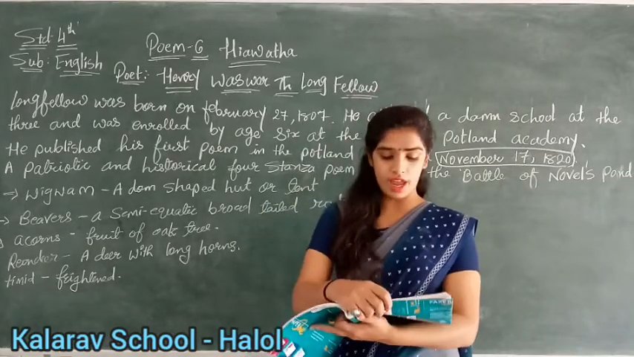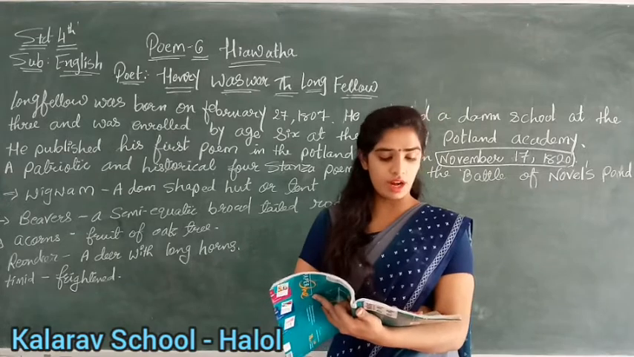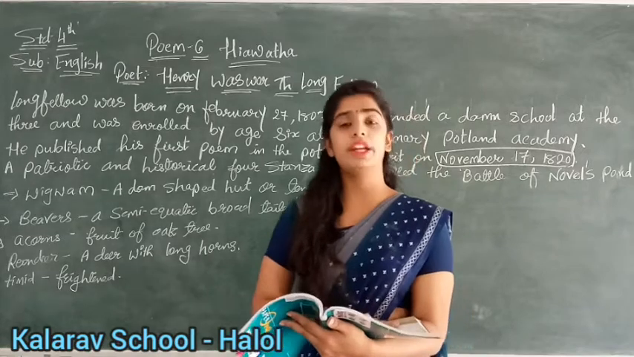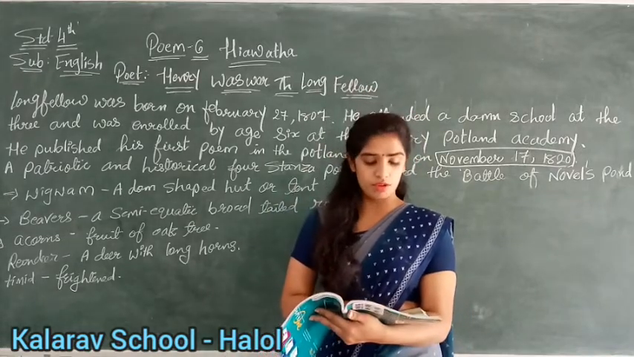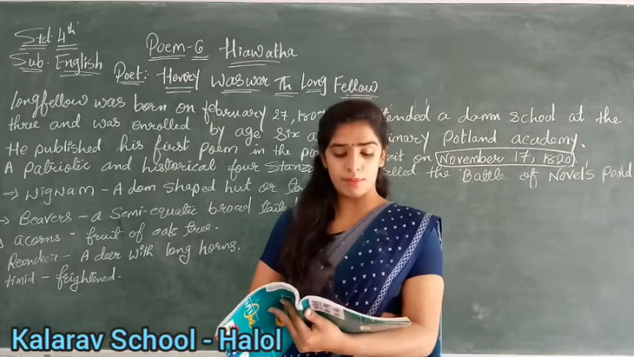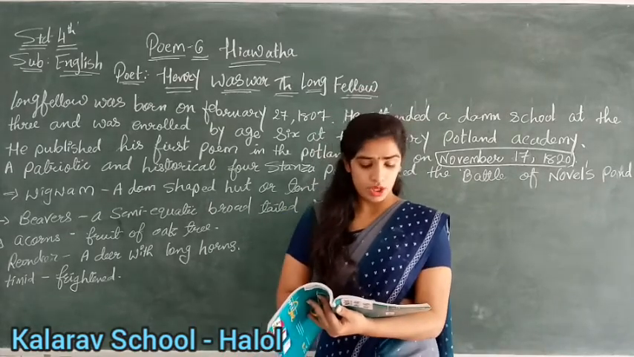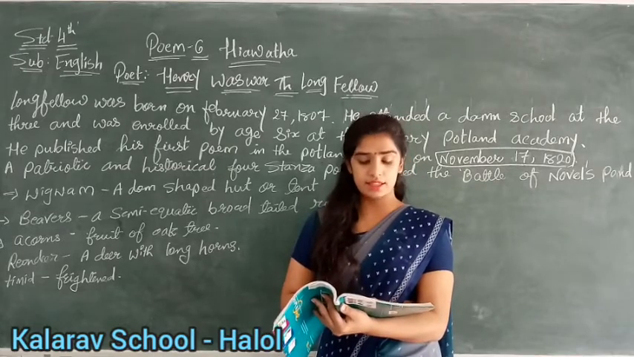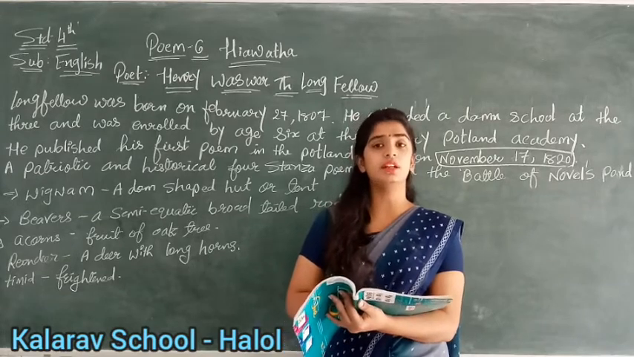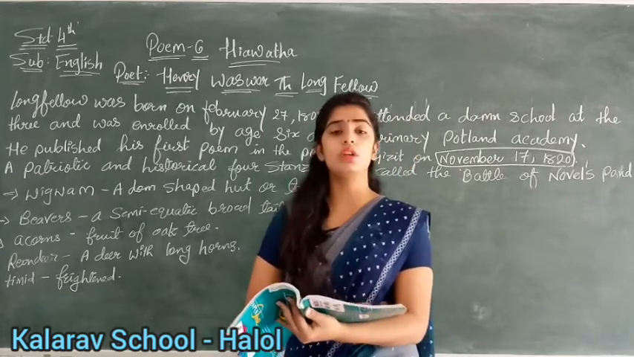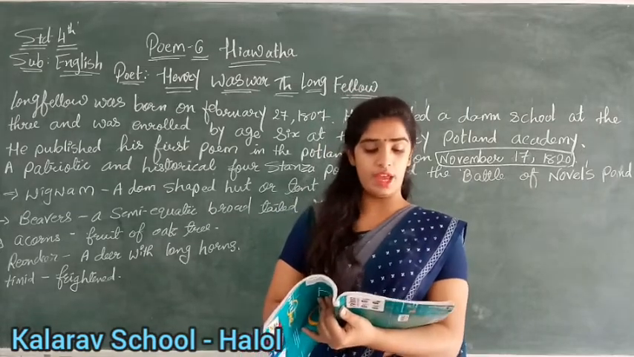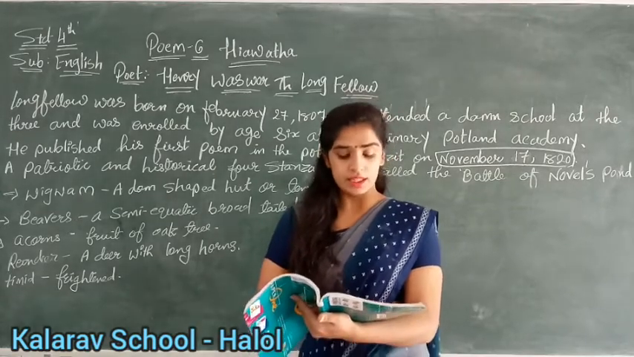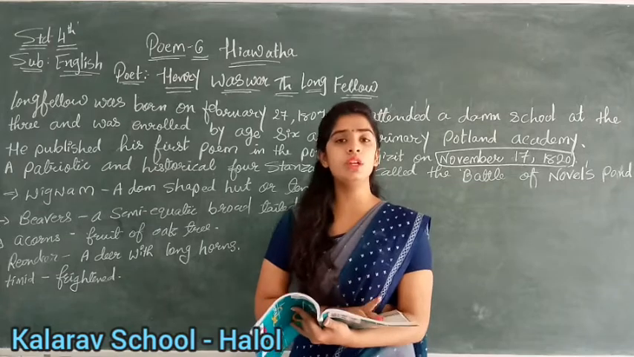Now see next. Nokomis taught Hiawatha about the wonders around them. Who is Nokomis? Hiawatha's grandmother's name was Nokomis. She told him about the stars, the trees, the insects, the birds, the animals, and many other things. What did Nokomis teach Hiawatha? She taught him about the beauty of nature: the plants, the birds, the insects, the animals around them.